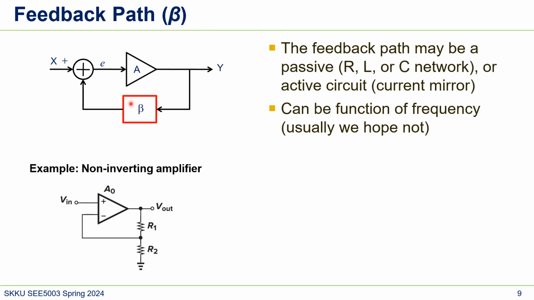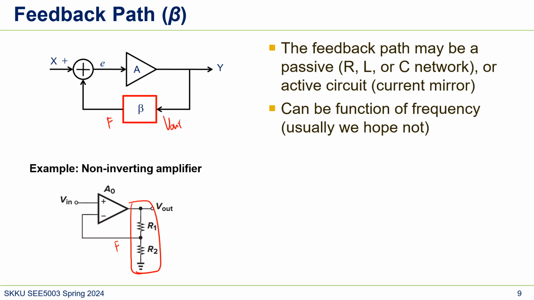Next one is the feedback path. The feedback path may be a passive or active circuit. So a passive circuit means here. What's the feedback? That's this one. So this one is the feedback path. Here goes the Vout, and the other, well, let's just say VF, and here's the F.